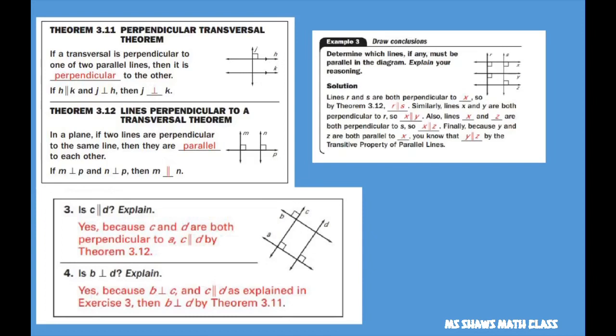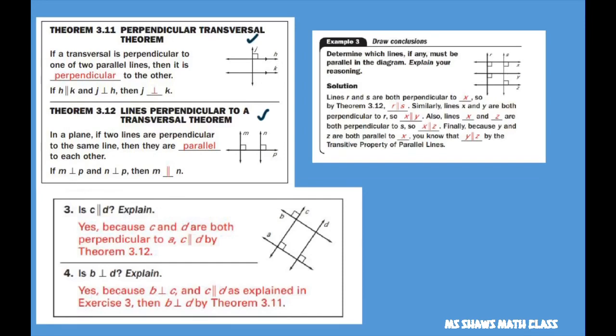We have two more theorems, the perpendicular transversal theorem and the lines perpendicular to a transversal theorem. So if a transversal is perpendicular to one of two parallel lines, so here's your transversal, then H is parallel to K, and J is perpendicular to both H and K. And the other theorem, in a plane, if two lines are perpendicular to the same line, then they are parallel to each other. So that's that.